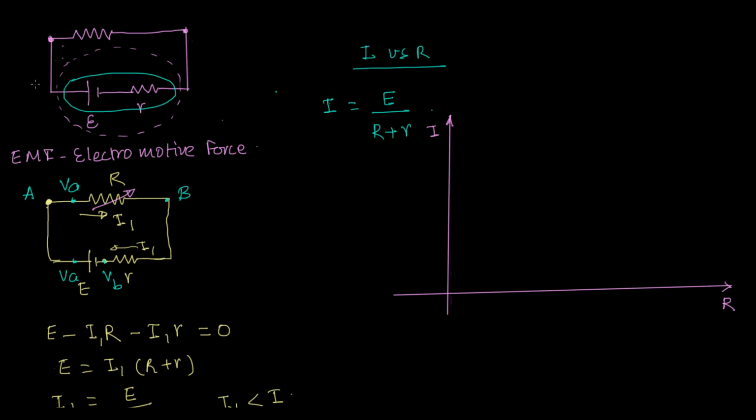Now whenever you are dealing with variables, we have been dealing with graphs and equations for graphs, the straight lines, the circles, the ellipses, right? So let us try to convert this in terms of y and x. So I write I as y, E is a constant, R which is a variable, this varies, so I write it as x, and this is a constant, right? So what does that look like? It is y into x plus r is equal to E.